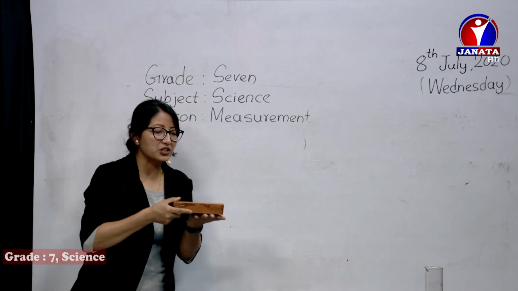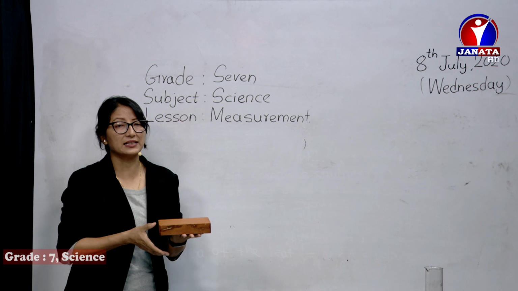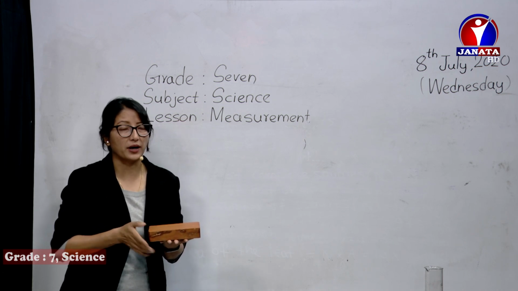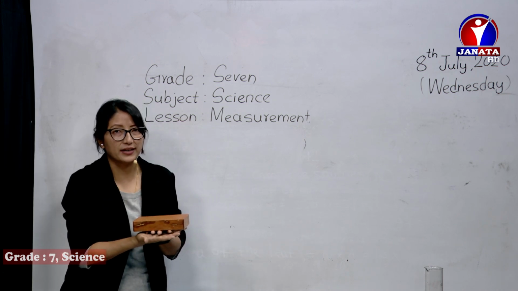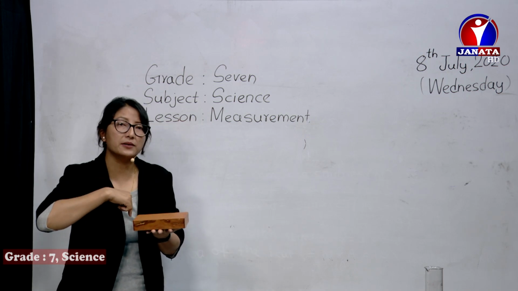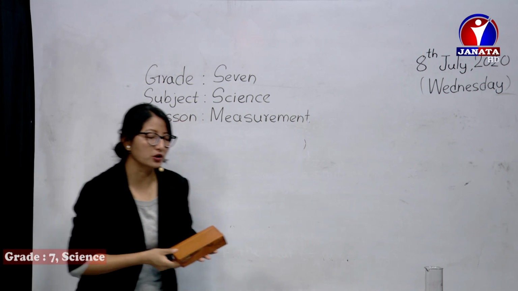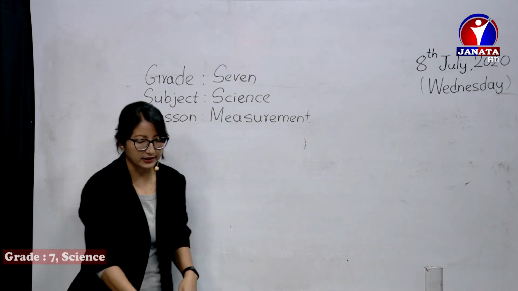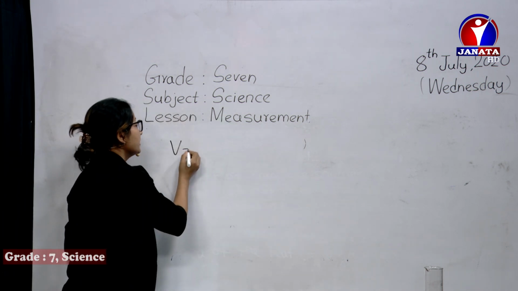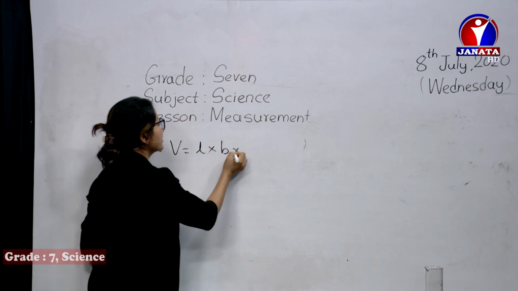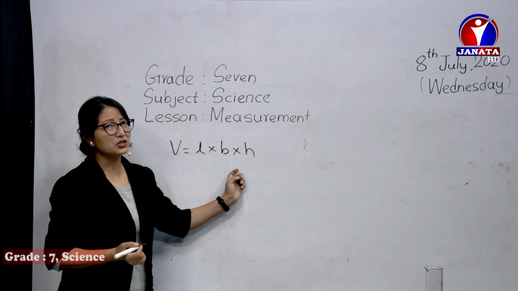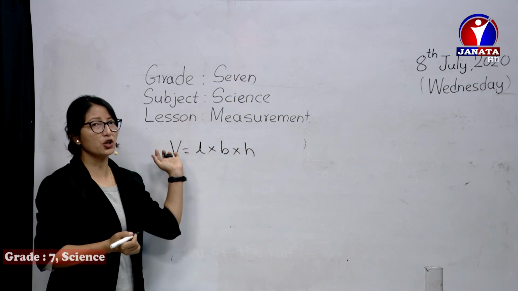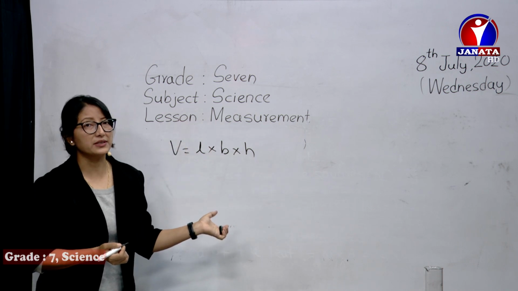When we keep an object on a surface, how much space is occupied, the total space occupied overall, not only the surface, the total space occupied by the object, that is called volume. And to calculate the volume, you can simply remember, it's length into breadth into height. It's actually of a cuboid. More steps we will discuss here.